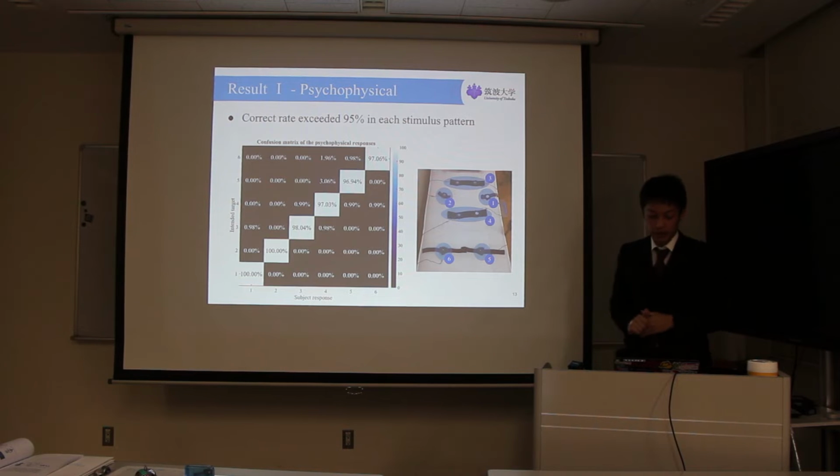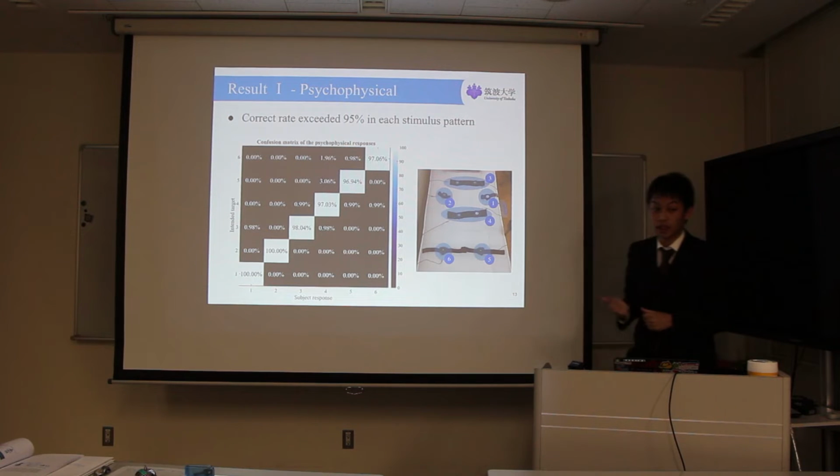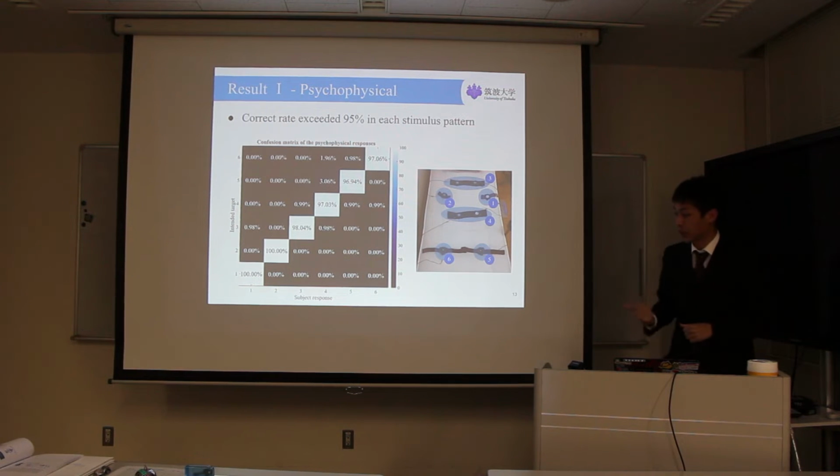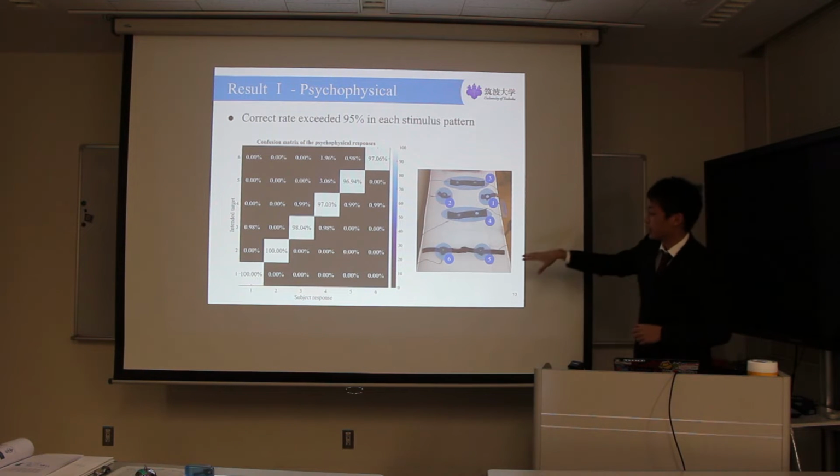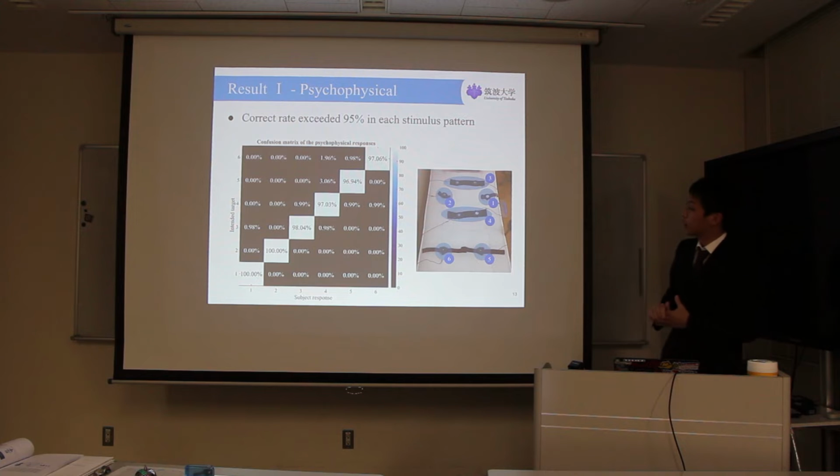This confusion matrix is the result of the psychophysical experiment. The vertical axis shows the intended target which we designated for the BCI users, and the horizontal axis shows the actual subject response, the button press response. Each number is associated with the FBBCI stimulus pattern from 1 to 6, and in each correct cell, the correct rate exceeded 95% in every stimulus pattern, so we could confirm the validity of each stimulus pattern from the experiment.